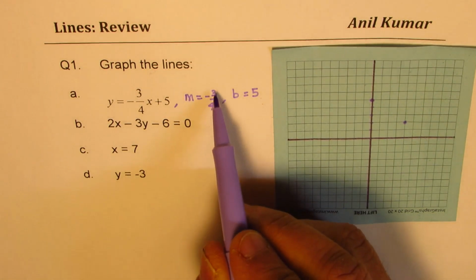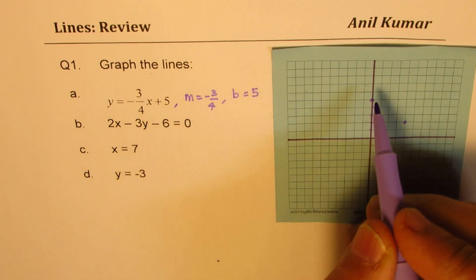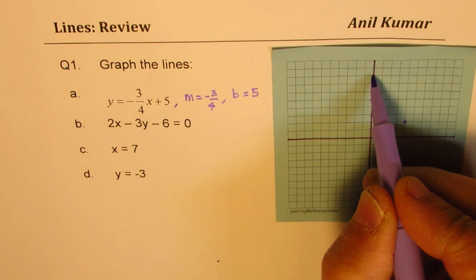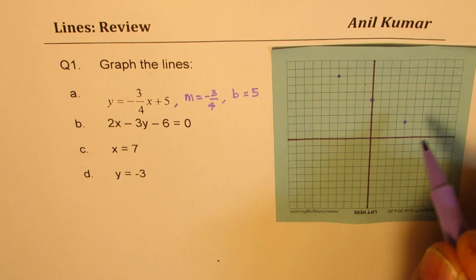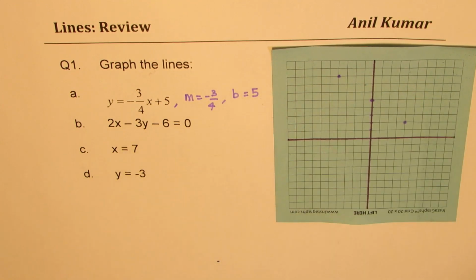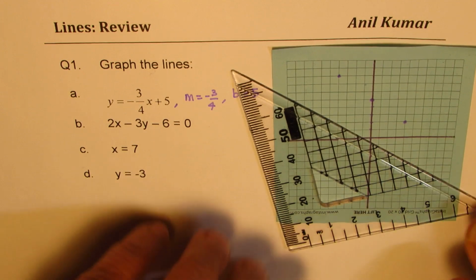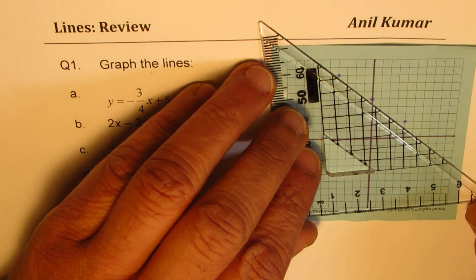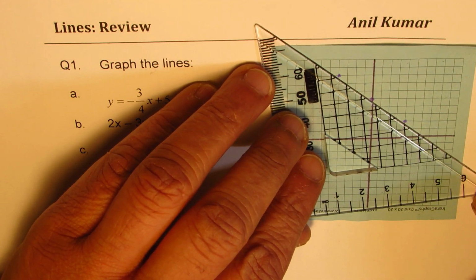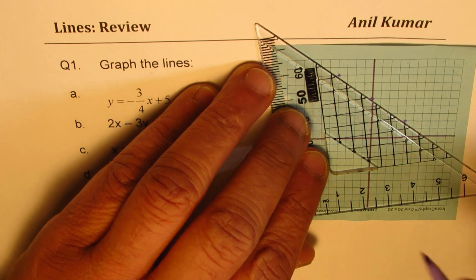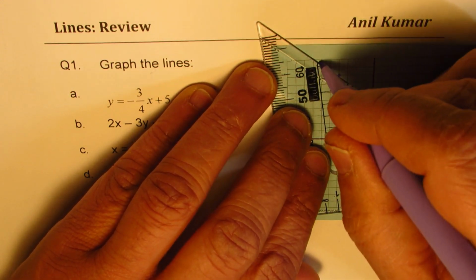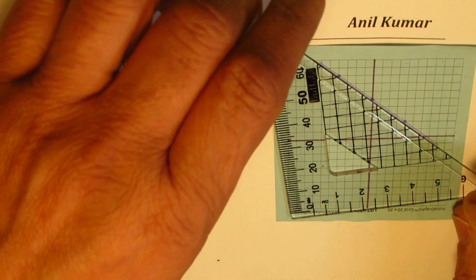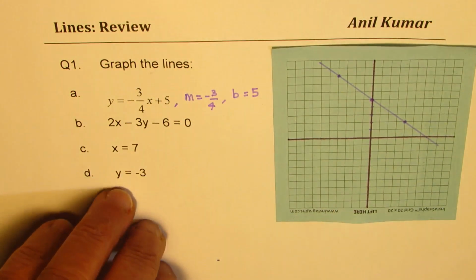You could also go up 3 and left 4. So you'll go up 3, 1, 2, 3 and left 4. 1, 2, 3, 4. So you get these 3 points. Connecting these points will give you the line required for the given equation. Perfect. So that is how you're going to do it. 3 points will define a line. So that's the line which we are looking for, correct?